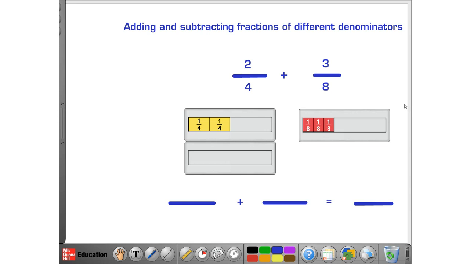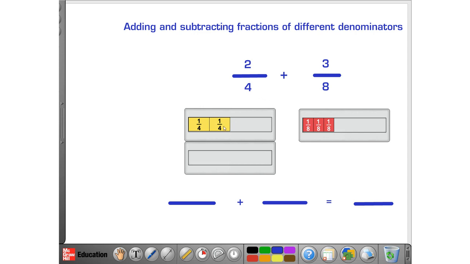In this video we're looking at how we can add fractions that have different denominators. So here we've got 2/4 and here we've got 3/8. Now if the denominators were the same, supposing they both had 4's here as the denominators, we would simply add the numerators together. But as they are different, you'll see that they represent different sizes of pieces.